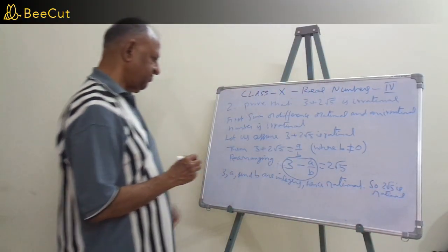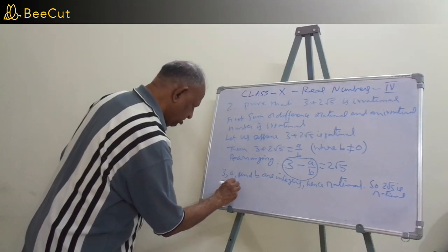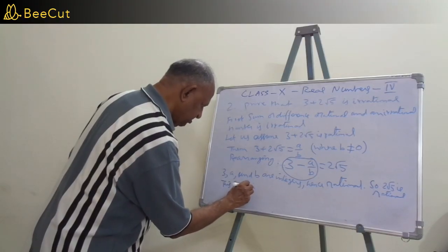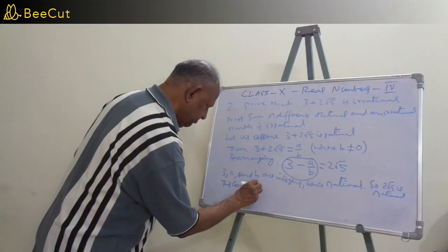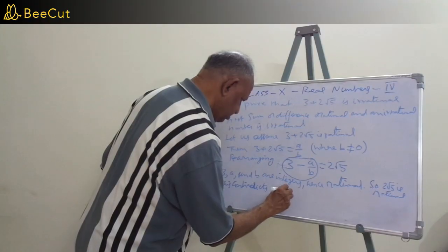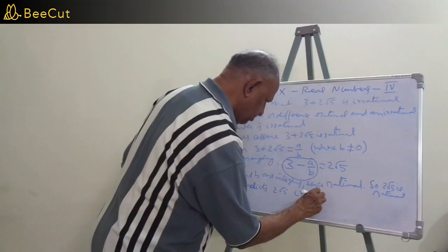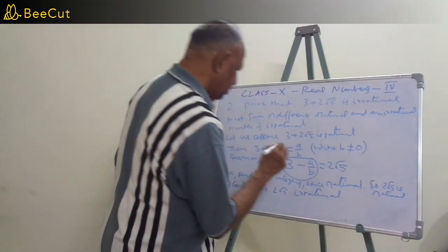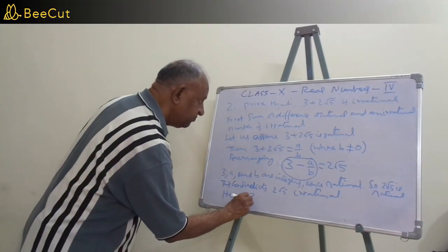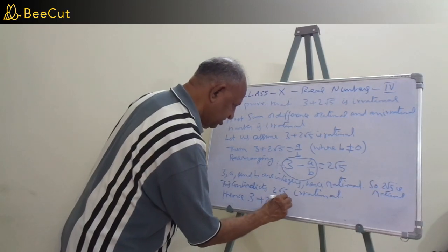This contradicts that 2 root 5 is irrational. Hence 3 plus 2 root 5 is irrational.